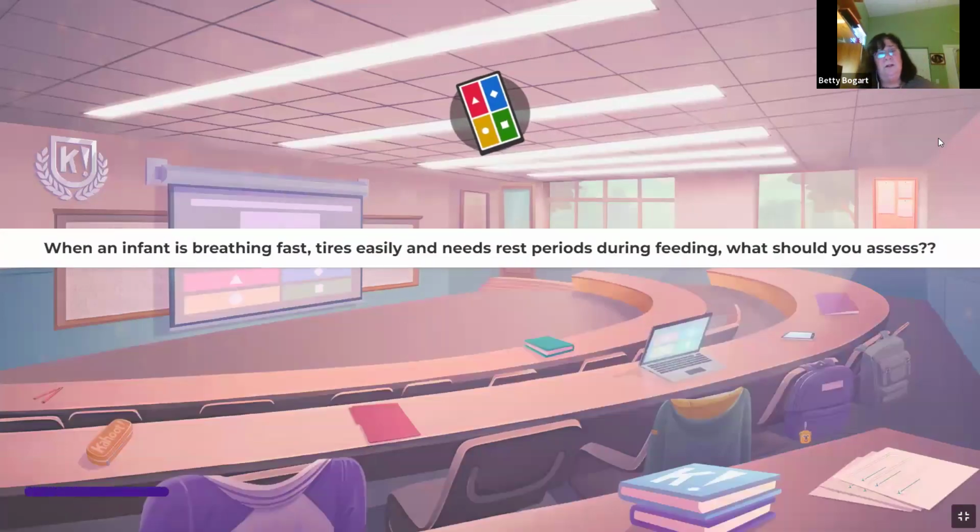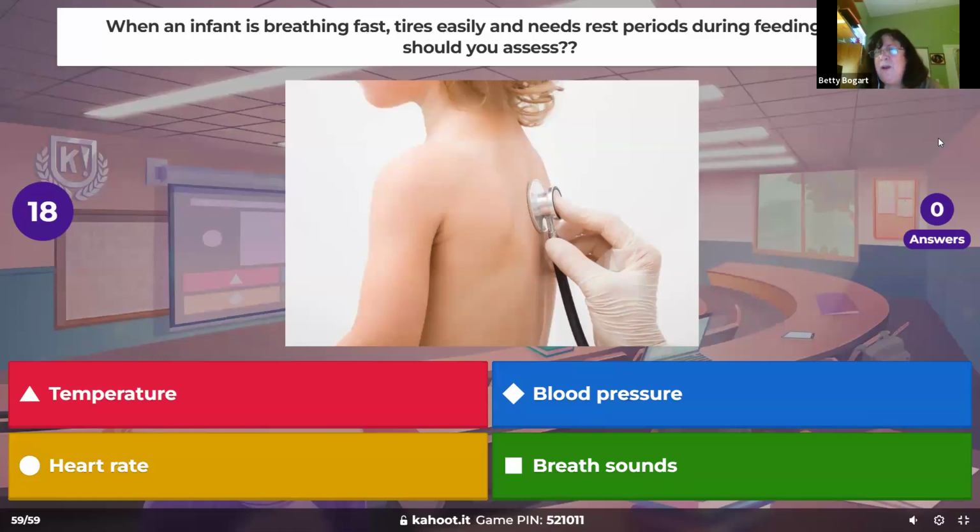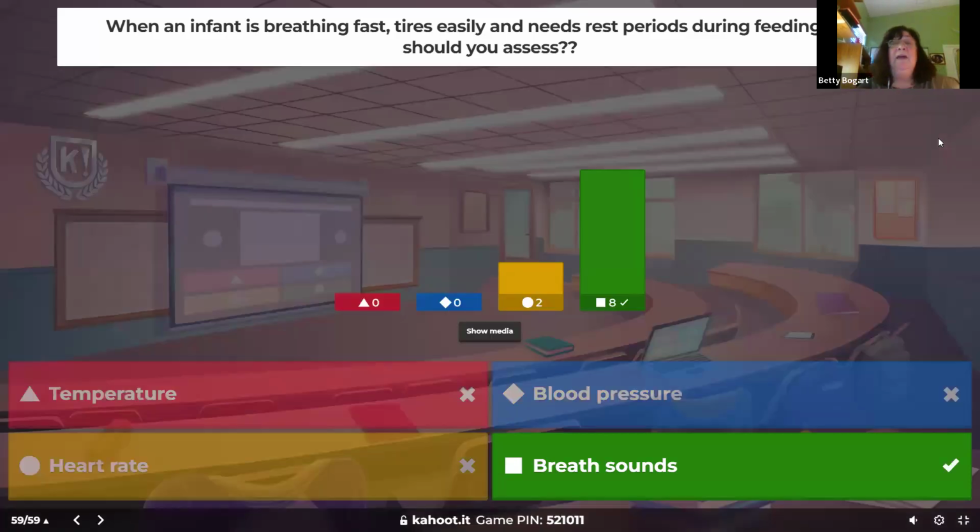Last question. When an infant is breathing fast, tires easily, and needs rest periods during feedings, what should you assess? What's going on? What do you think? And that's probably going into congestive failure.